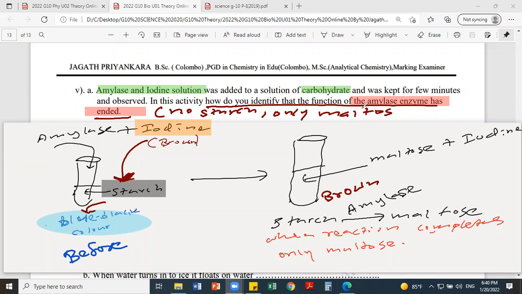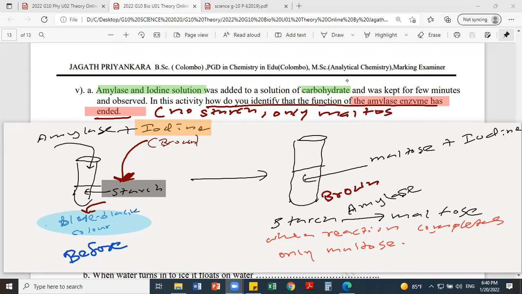Again, I'll repeat. What is the initial color? Blue-black or violet. Why? Because of the starch and iodine. Iodine acts on starch and changes color. That's how you identify starch in the laboratory. But after some time, what happened? Not within 1 second, but gradually the starch is getting converted into what? Maltose. So this reaction you can write down.